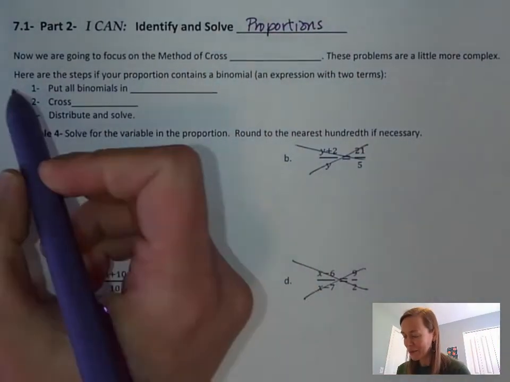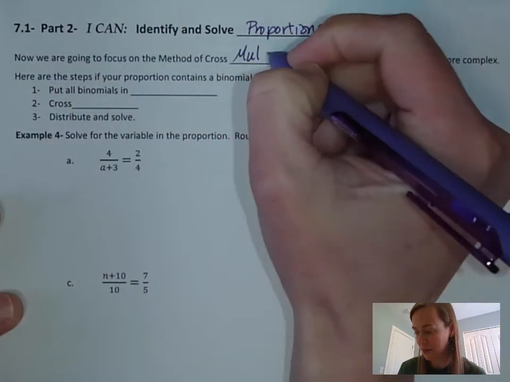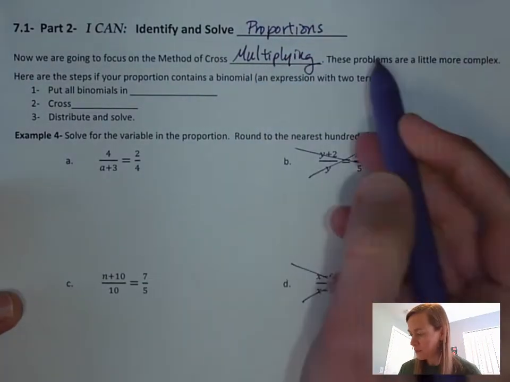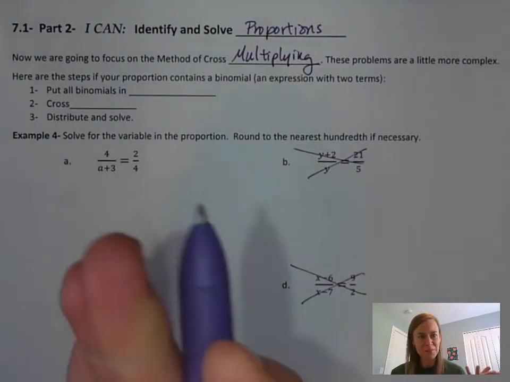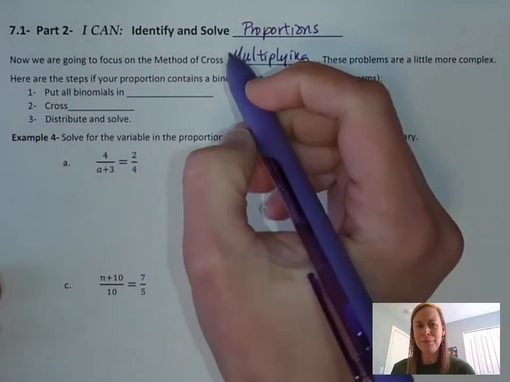So let's keep going. Now we're going to focus on the method of cross multiplying. That's the same thing as that butterfly method from yesterday. These problems are a little more complex. So here's what you do. Here are the steps if your proportion contains a binomial.